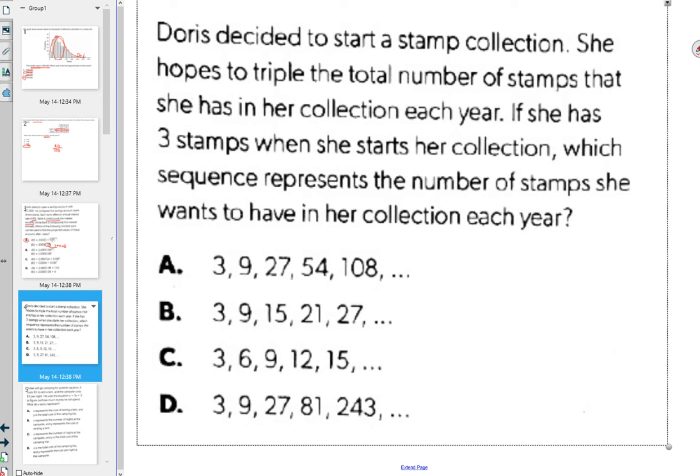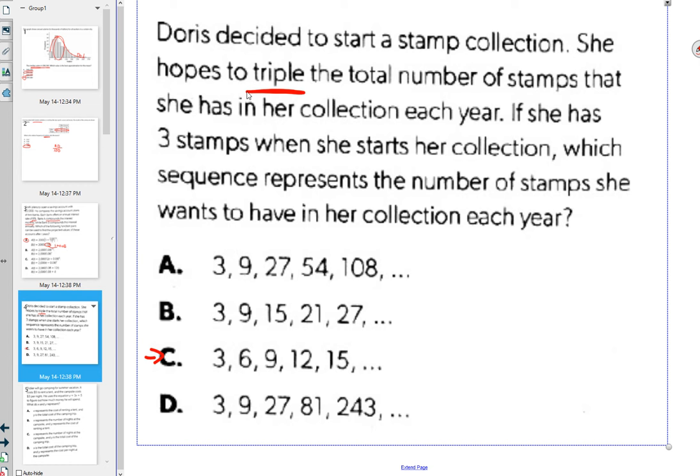Doris decided to start a stamp collection. She hopes to triple the total number of stamps that she has in her collection each year. She has 3 stamps when she starts. Which sequence represents the number of stamps she will have in her collection each year? Okay, so she started with 3. And it looks like all of these agree with that. Now, which of these have each subsequent number tripling the one before? Well, what does triple mean? Times 3. So which of these is times 3? This one is plus 3.